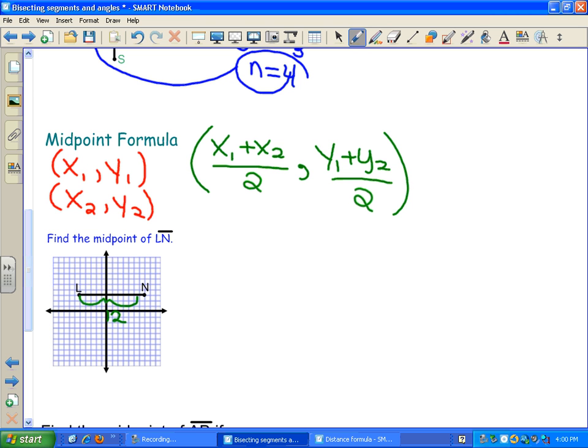Well, if that whole thing is 12, then I know the midpoint, or the middle, is going to be 6 away from the endpoint. So from L, I'm going to count over 6. And that is my midpoint. That value is 1, 3 would be the midpoint.